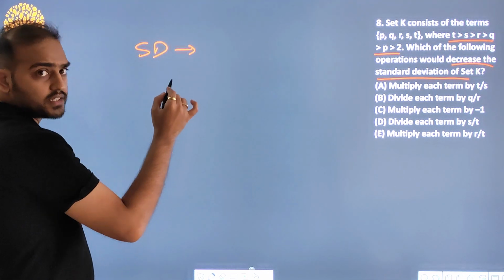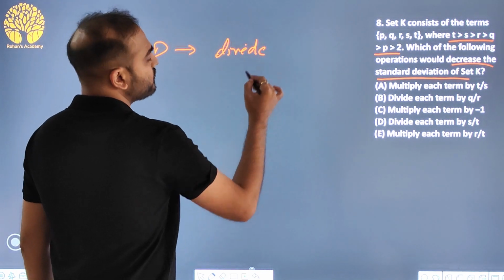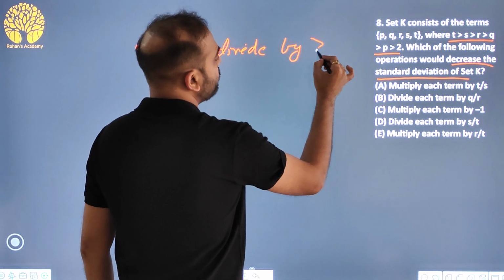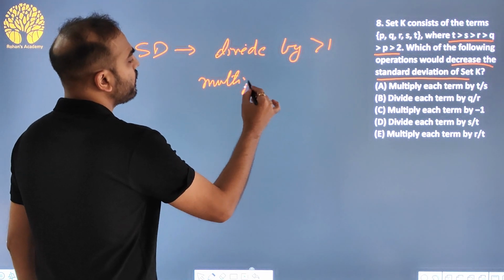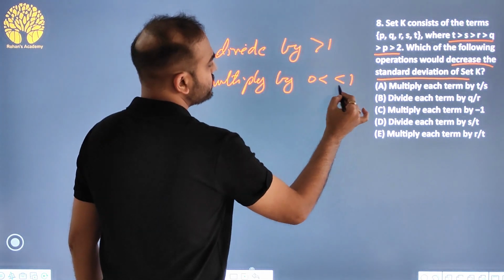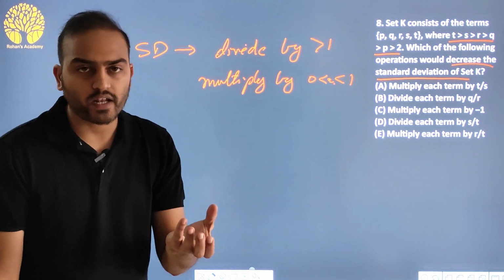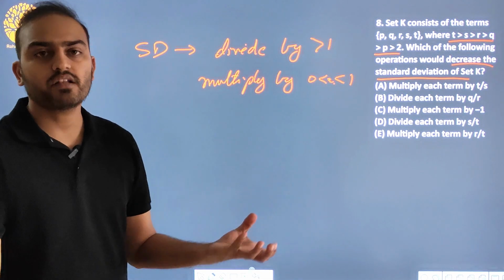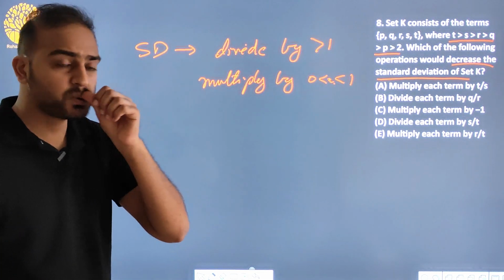Standard deviation decreases if you divide each value by an integer, correct? If you divide each value by a value greater than 1. Or else you can multiply the value by a fraction. If you multiply by 0.5, 0.6, then also the value shrinks. Or you divide everything by 1.2, 1.52, 410, again the value shrinks. Since we already know this, now we just see which option helps us do that.